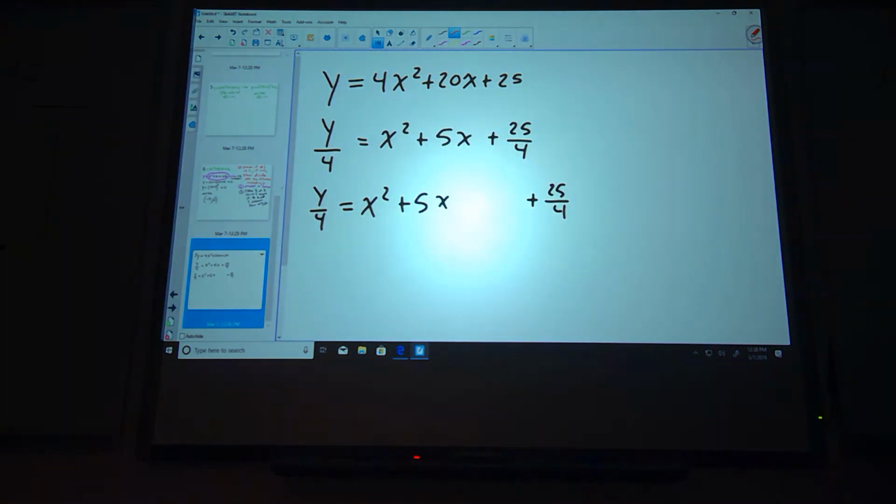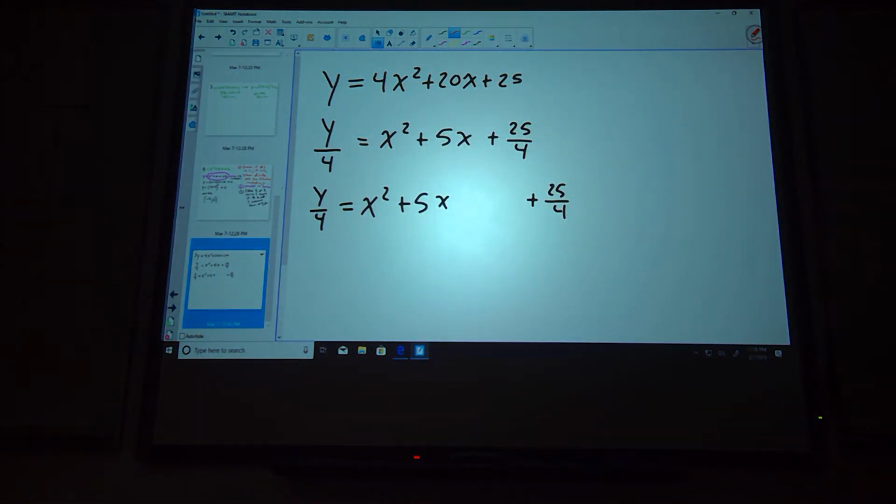What was my next step? Take half of B, square it, and add and subtract them. Add and subtract from the same side.